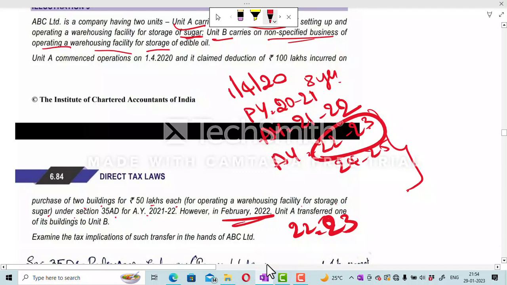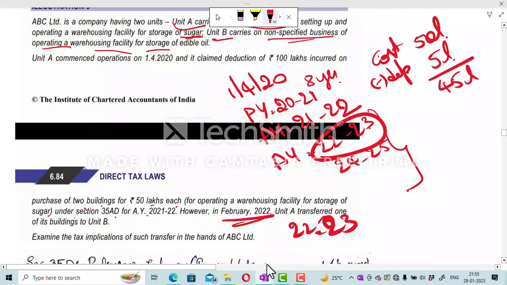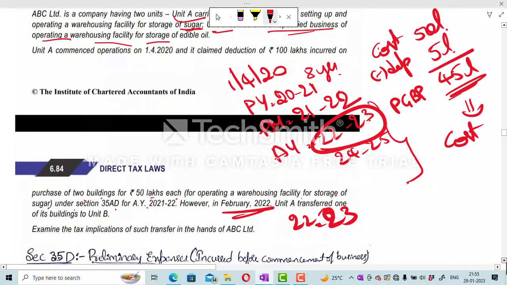See, if sold, the total sale value will become the PGBP of the selling unit. But here they have a transfer. For a transfer, we should take the original cost minus the depreciation they must have deducted till now. So 50 lakhs is the value of the asset, depreciation is 5 lakhs, which means 10% of the building, and 45 lakhs will be the PGBP income taxable for Unit A, and this will become the cost for Unit B. That's it.